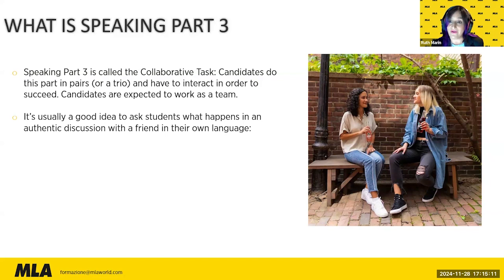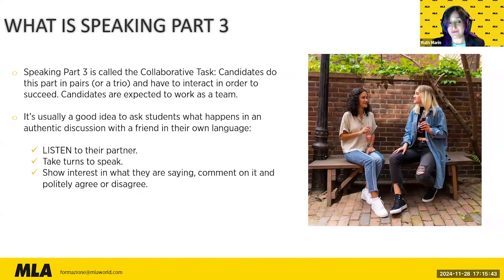You are supposed to talk as if you were in a regular or authentic conversation in English, which is quite challenging, isn't it? So let's start by asking them, what happens in an authentic discussion with a friend in their own language? Because there are common features. They listen to each other. They take turns to speak. They don't speak over the other person. And they show interest in what the other is saying. They comment on it and they agree or disagree, but they basically show that they are listening actively.